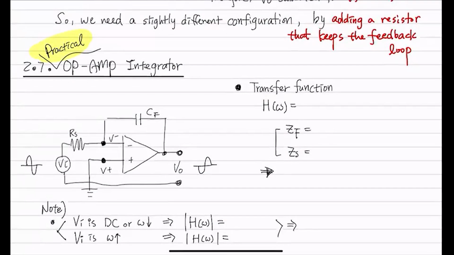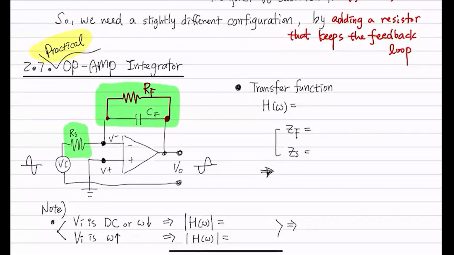And the practical op-amp integrator, if I just draw down how it looks like, is we are adding additional resistance, and we call it RF, like that. So even though this guy gets disconnected, we still have a bypass to keep this feedback loop. So let's keep it like this.